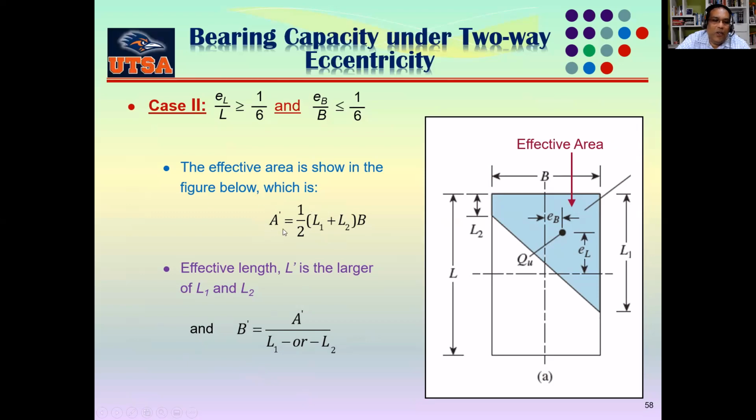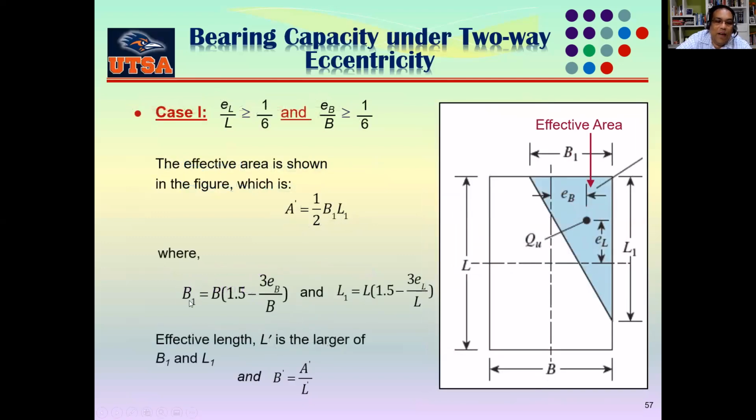Once you find that out, try to see which one would be bigger, the larger of L1 and L2. Okay, the effective length would be the larger of L1 and L2. And then you try to find out your B prime using this equation, your effective area divided by your effective length.